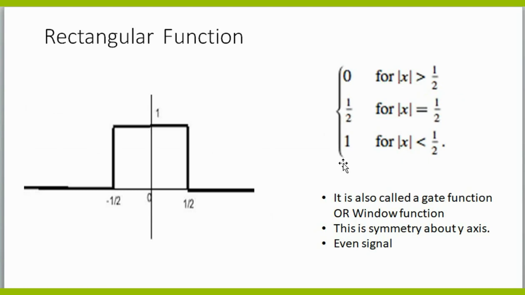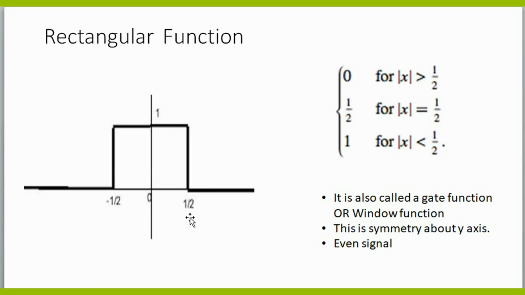Next comes the rectangular function. The rectangular function is also called the gate function or window function. This is symmetric about the y-axis, and this is an even signal. So why is this symmetric about the y-axis? Can you see here, the positive axis is a mirror image of the negative axis. Okay, if you consider this as a mirror, both are mirror images.